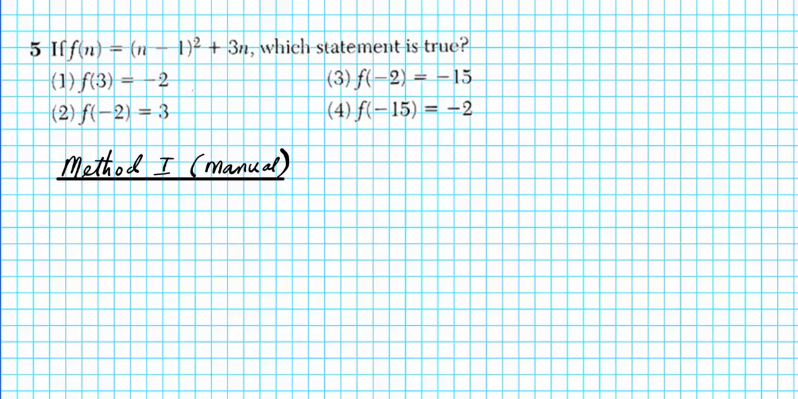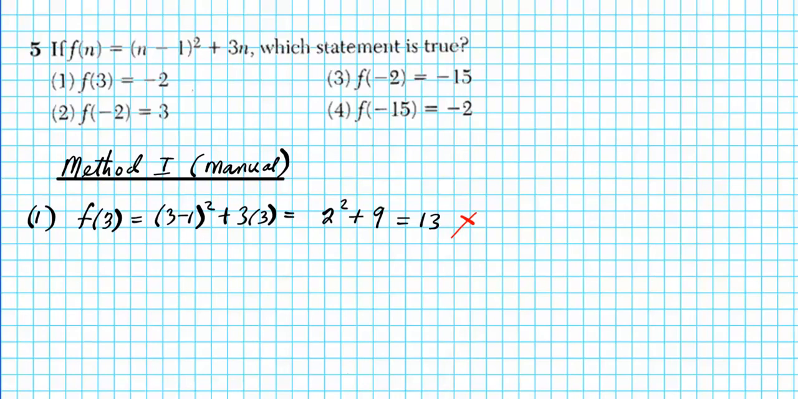So for option 1, we want to evaluate the function at x equals 3. Okay, so what does that mean? Just plug in 3 in the n. So you have 3 minus 1 squared plus 3 times 3. Okay, 3 minus 1 is 2. 2 squared plus 3 times 3 is 9. So you have 2 squared, which is 4. 4 plus 9 is 13. As you can see, option number 1 is false.